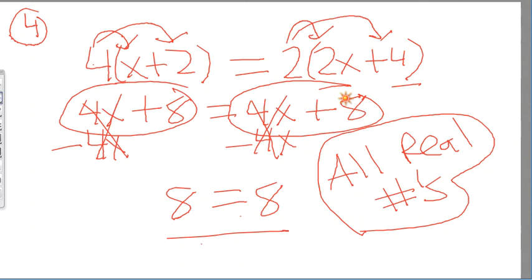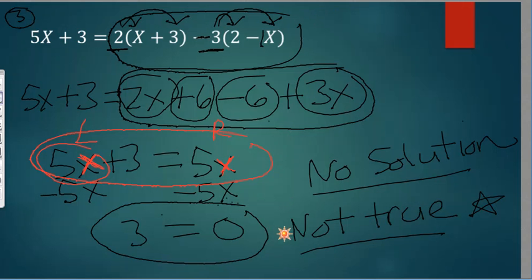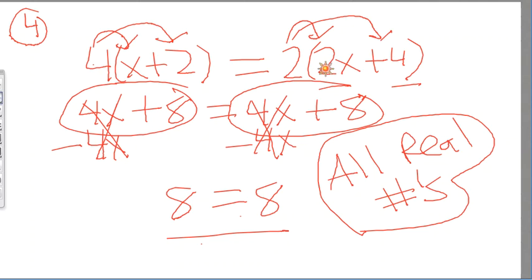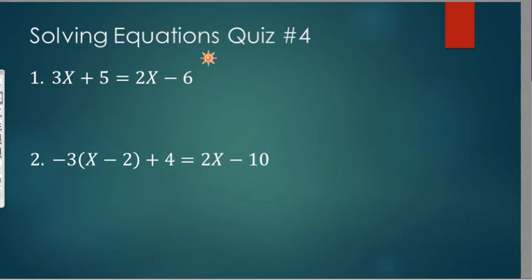Okay, so if you're solving an equation and your variable drops out and you're left with a statement that is not true, you would say there is no solution. If you're solving an equation and your variable drops out and you're left with a statement that is true, you would say the solution is all real numbers.